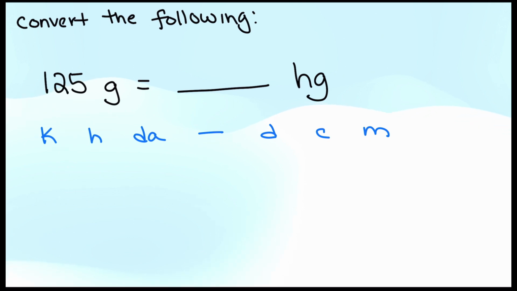So I jot down my metric prefixes, and in this case, we're starting with something that doesn't have a prefix. It's just a gram. There's no letter in front of it. So we're starting at our base unit, which I denote with that little slash. We want to move to the H, hectograms. So to get from my base unit to hectograms, I have to go 1, 2, over to the left.